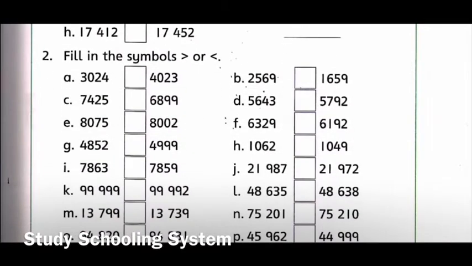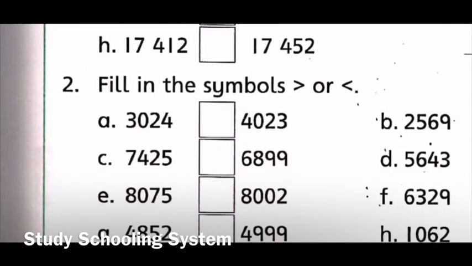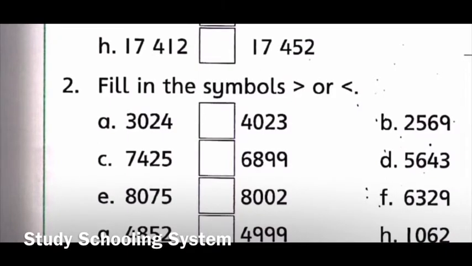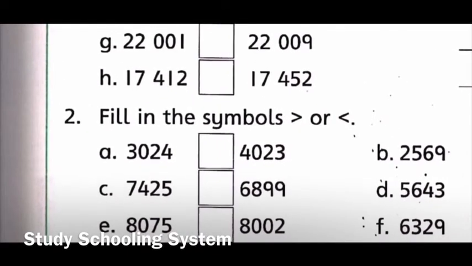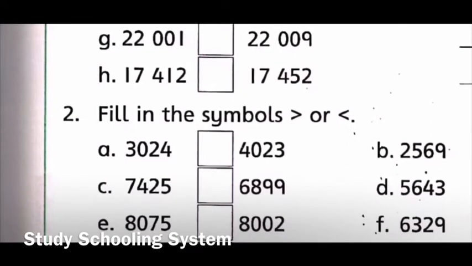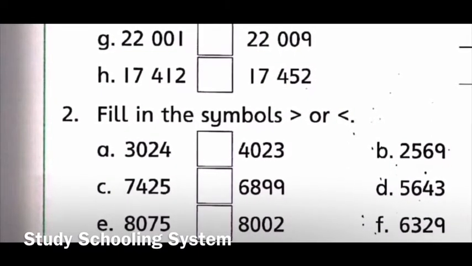Come to question number 2. Fill in the symbols greater than or less than. Let's look at part A. 3024 and 4023. What's the correct answer? Yes, less than, because the number on the right is bigger. So we will make the crocodile mouth face the right side.